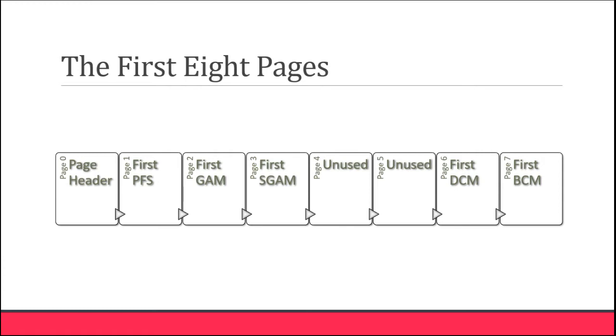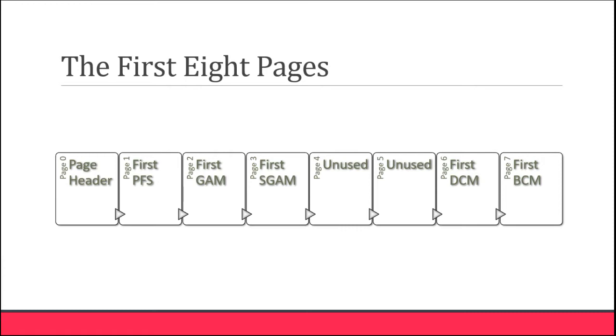The next one is the PFS page. PFS actually means page free space. It basically tracks which of your pages are free. This is typically related to the temp DB. And then the GAM, the global allocation map, and the SGAM that I mentioned. The fourth page is unused, and then you have the differential change maps and the bulk log change maps.